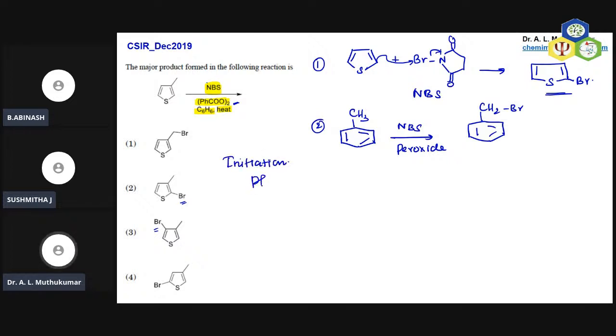So in this initiation process, if you check the mechanism, this is benzoyl peroxide. When you heat this compound, it gets cleaved homolytically, which means it produces the corresponding radical. Two moles of this radical will be produced. Now what happens next is that the CH3 of this 2-methyl thiophene will be reacting with this radical.